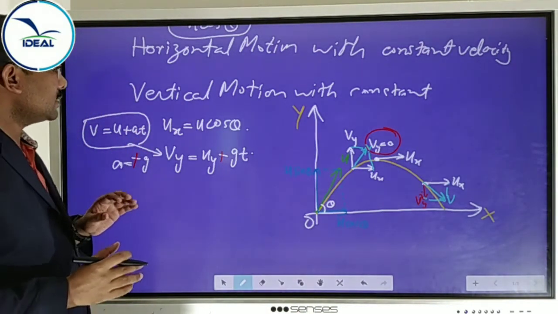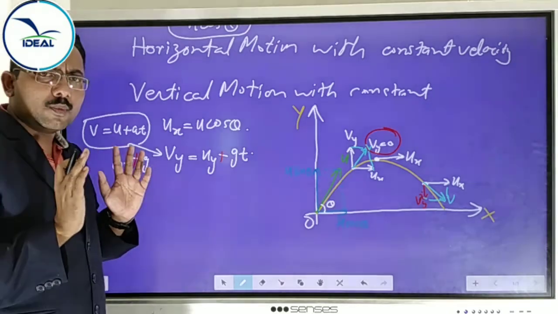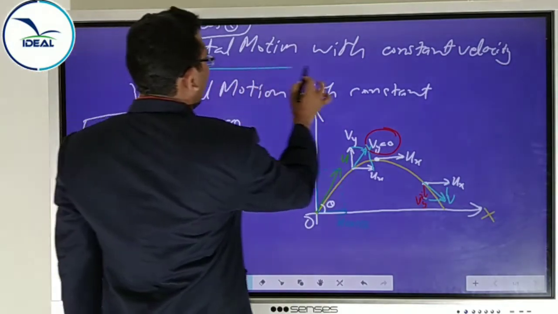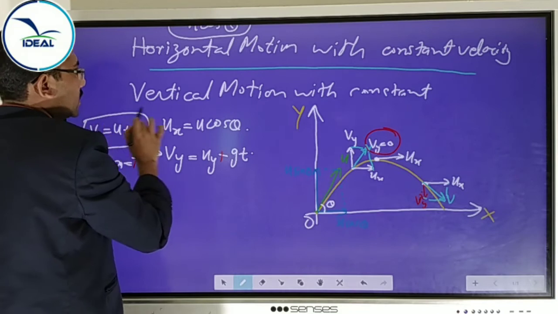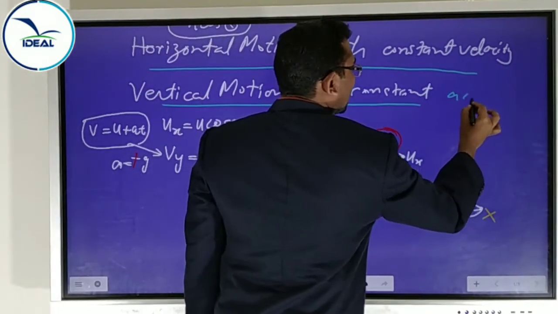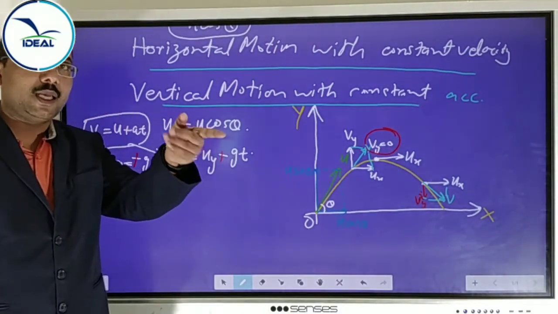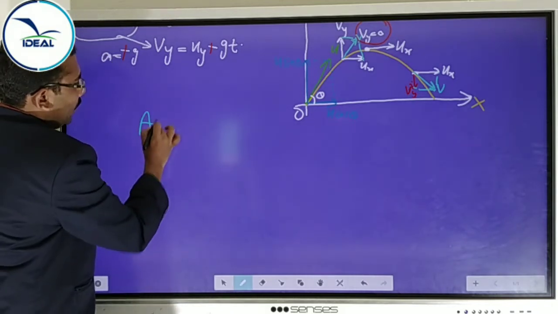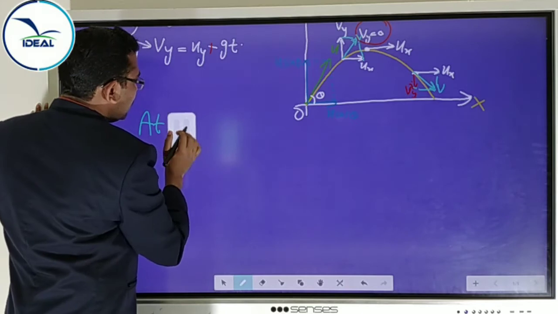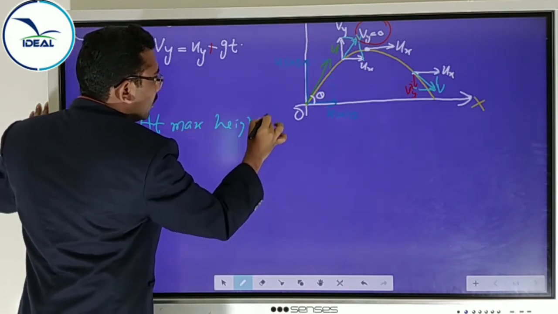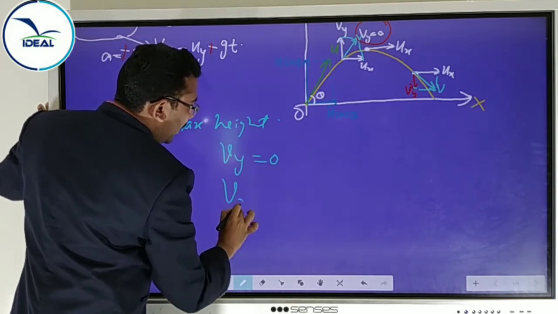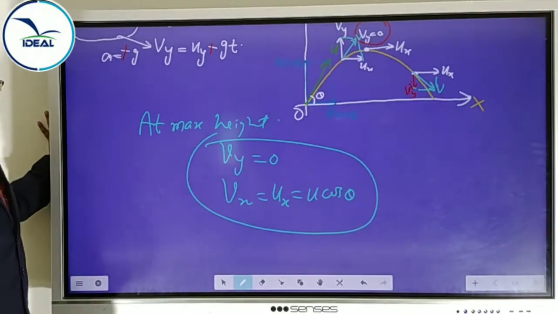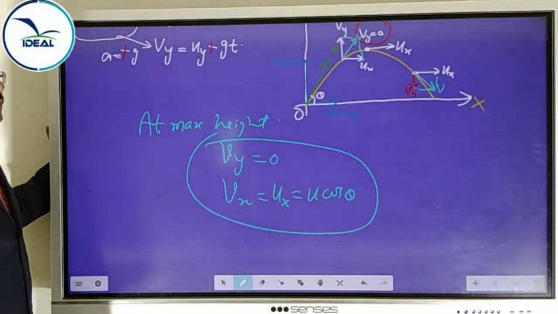Okay. Thus, the main point is, projectile motion is a horizontal motion with constant velocity and vertical motion with constant acceleration. This is the main point. Okay, at maximum height, another point, note the point: at maximum height, Vy equal to 0 and Vx equal to ux, it is constant, equal to u cos theta. That is, at maximum height, vertical velocity is 0 and horizontal velocity is u cos theta. Are you clear? Okay.